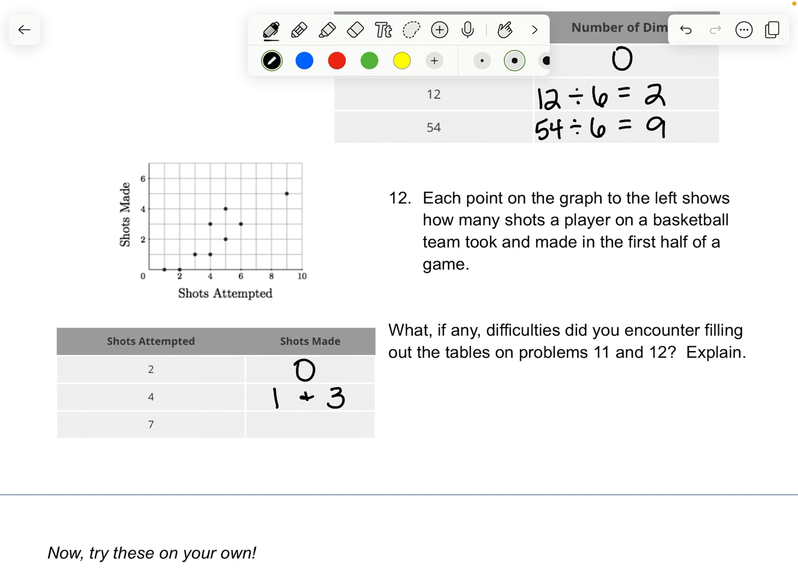So again, I'm going to go back to the question to the right. What, if any, difficulties did you encounter filling out the tables on problems 11 and 12? Well, 11, I had all the information that I needed. So I'm going to put 11 equals no problems.